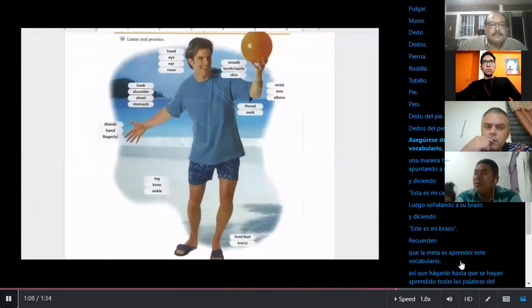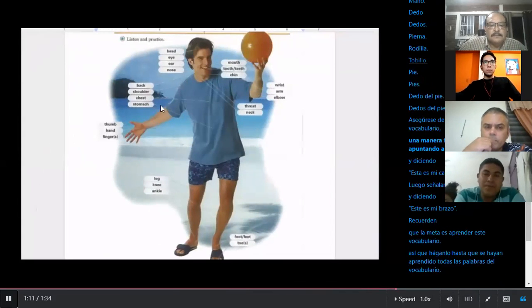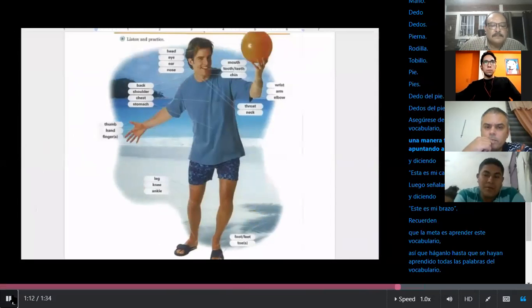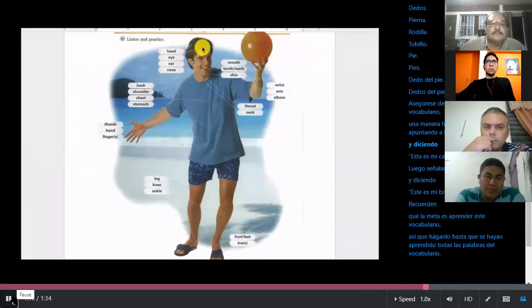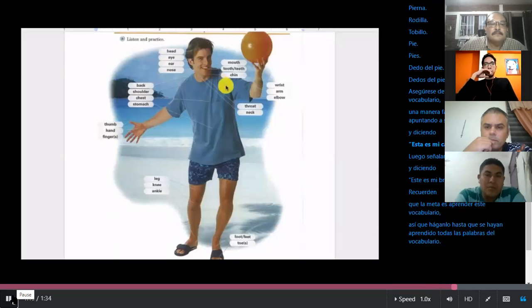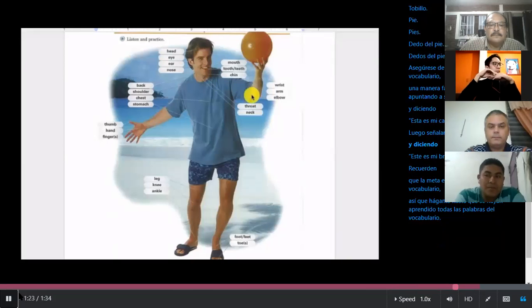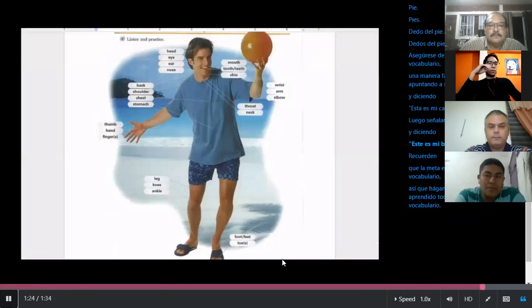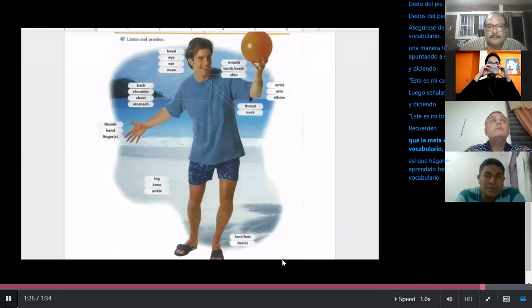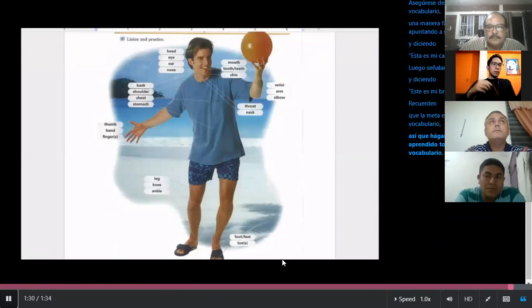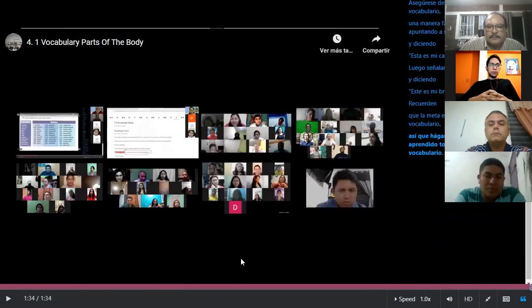Make sure that you memorize this vocabulary. An easy way to do this is by pointing to your head and expressing, "This is my head." then pointing to your arm and saying, this is my arm. Remember, the goal is to learn this vocabulary. So do this until you have learned all the vocabulary words.